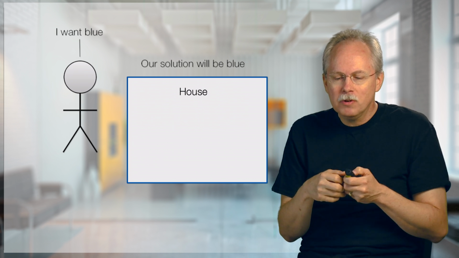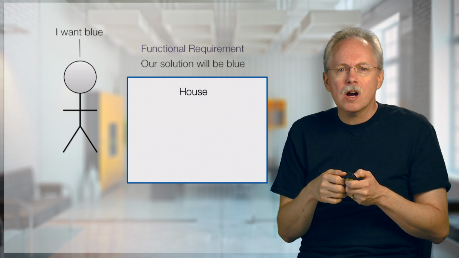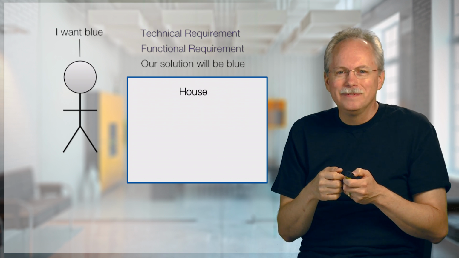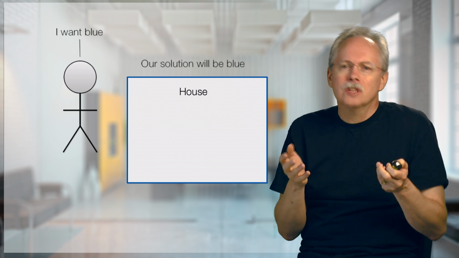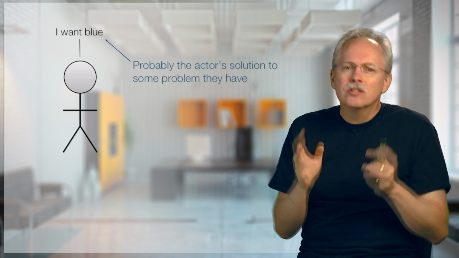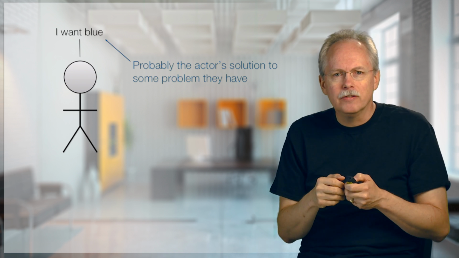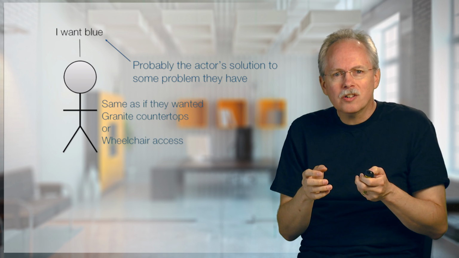I'm really not comfortable with either of these things, right? Because while we may call this a functional requirement or a technical requirement, is it really a requirement or is it just a solution here? So maybe we need to look at this a little more carefully because if we look at that statement, I want blue, maybe we're seeing that and saying something like, well, that's probably their solution to some problem they already have. Just like if they said they wanted granite countertops or wheelchair access.